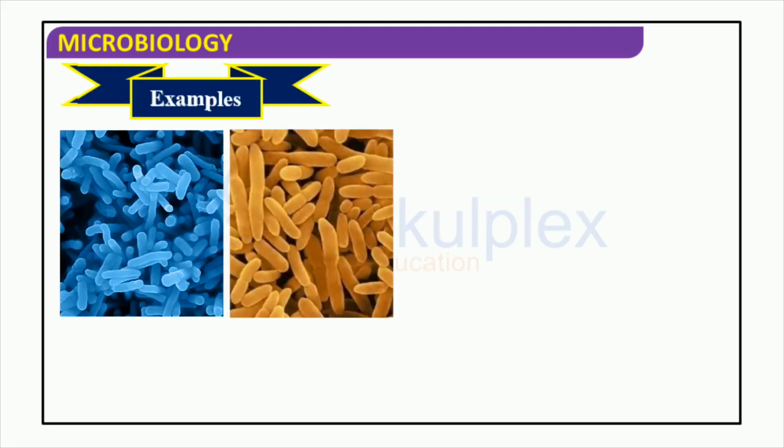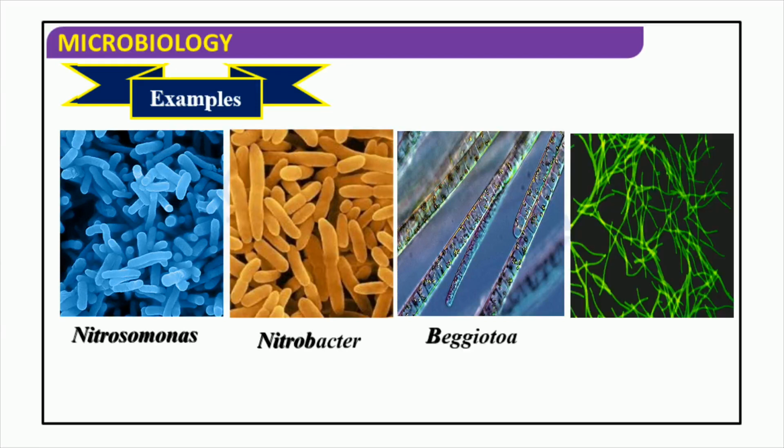We will be discussing four types of bacteria: Nitrosomonas, Nitrobacter, Beggiatoa, and Methanogens. Nitrosomonas is a type of gram-negative bacteria which converts ammonia into nitrite. Nitrobacter is a type of gram-negative bacteria which converts nitrite into nitrate. Beggiatoa is a type of bacteria belonging to the order Beggiatoales. Methanogens are a type of anaerobic bacteria that break down biodegradable matter into methane gas.